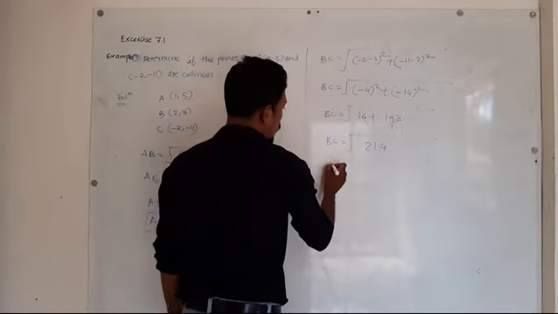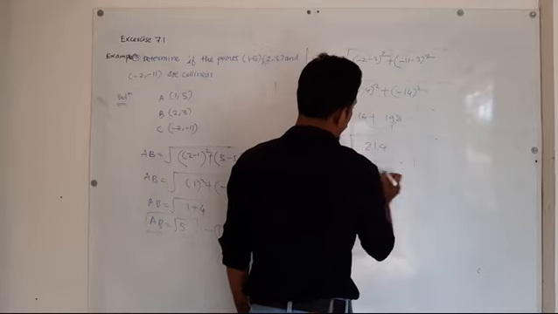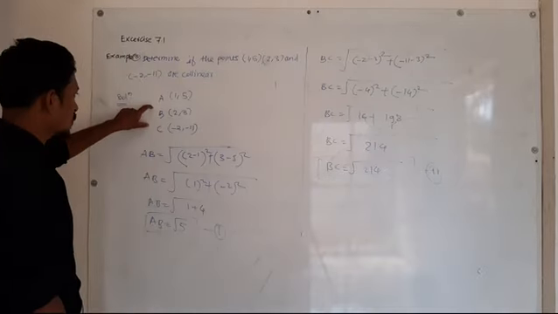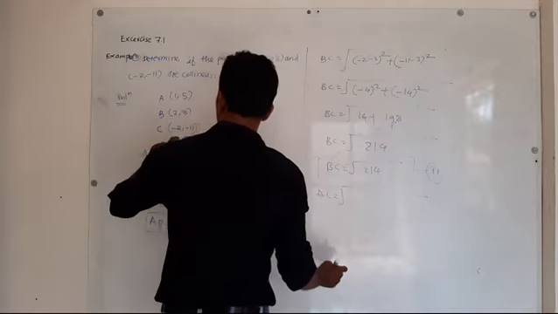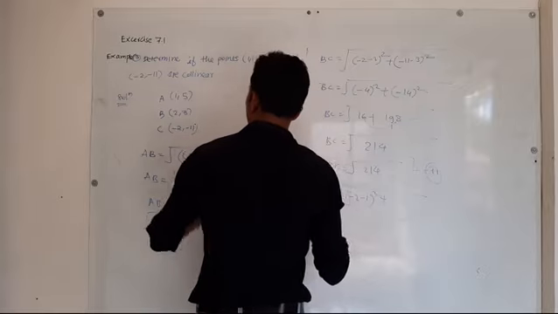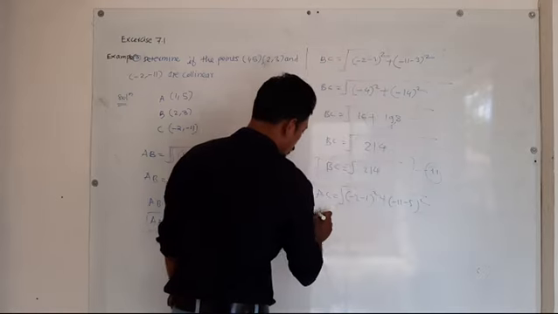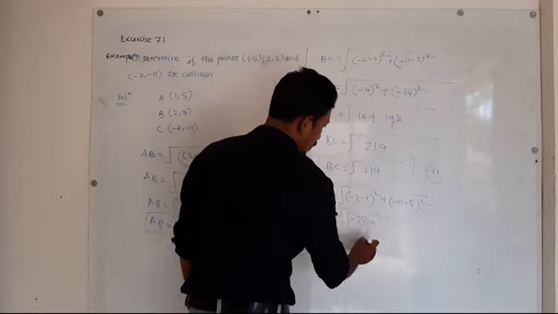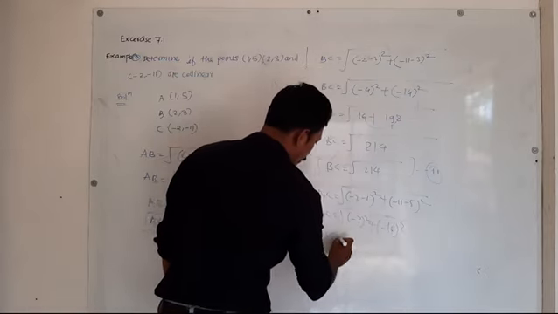BC is equal to what? Root of 212. Equation number 2. Again find the distance of AC. AC is equal to what? Minus 2 minus 1 bracket square plus minus 11 minus 5 bracket square. Distance AC is equal to what? Minus 3 bracket square plus this is the minus 16 bracket square, right? That is distance AC is equal to how many?